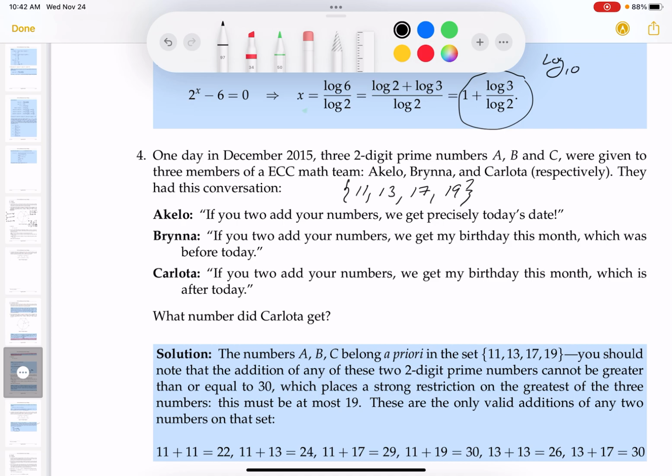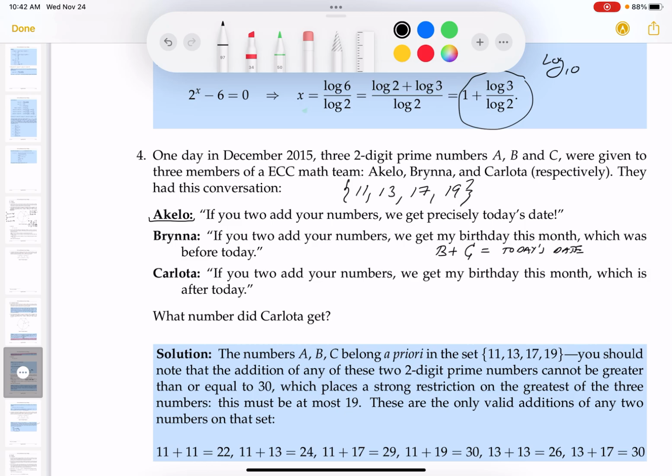This is A speaking. So A is talking about B and C now. It says over here, if you add your numbers together. So what A is saying is that if you add B and C, right, if you add your numbers, we get today's date. I'm going to write that down. That would be today's date.